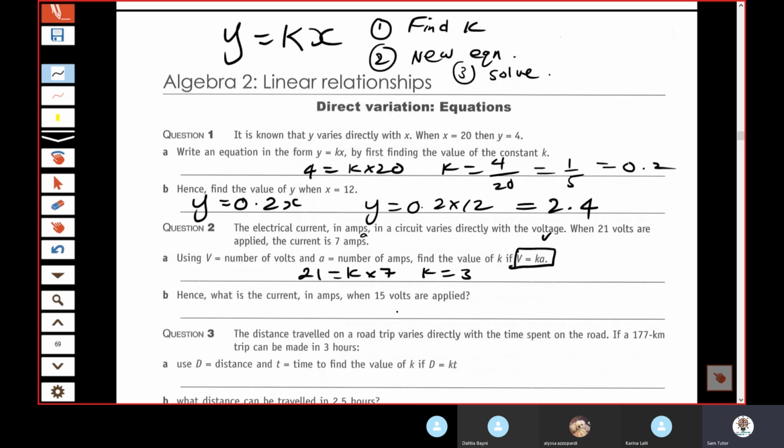Hence, what is the current in amps when 15 volts are applied? Well, we know our new equation. There it is, y equals 3x. Sorry, not y. It doesn't matter if you chose y, it's the same stuff, right? But anyways, V equals 3A. V is 15. And how would you work out amps? You're going to divide by 3.